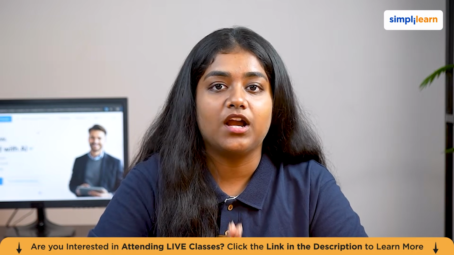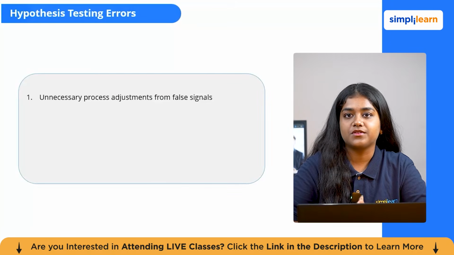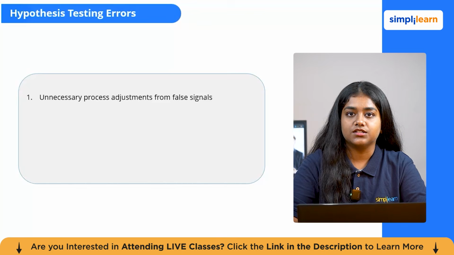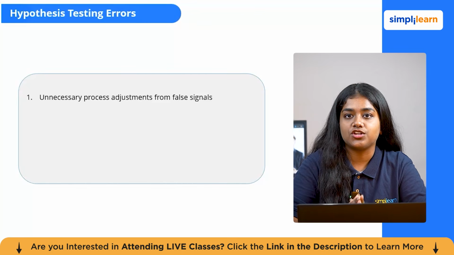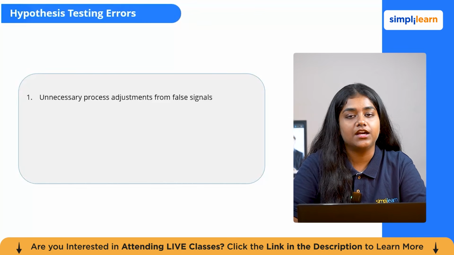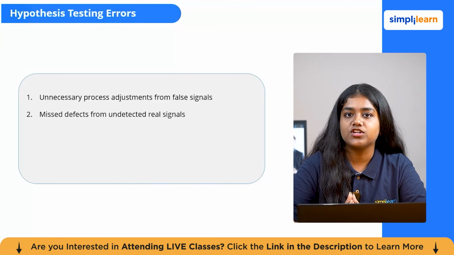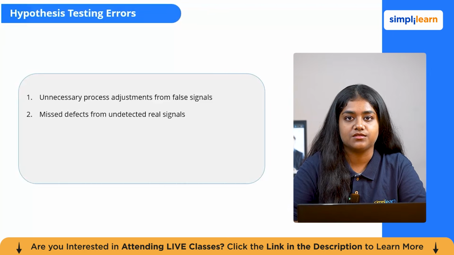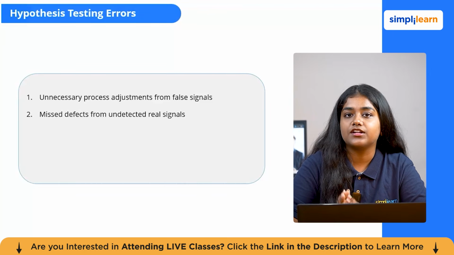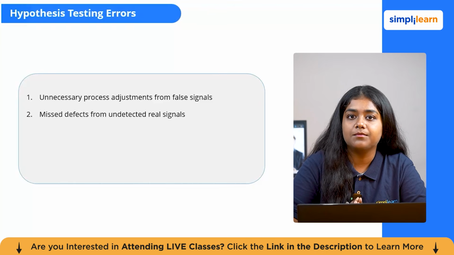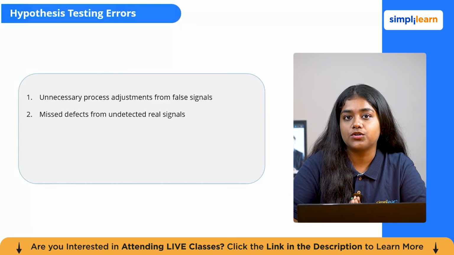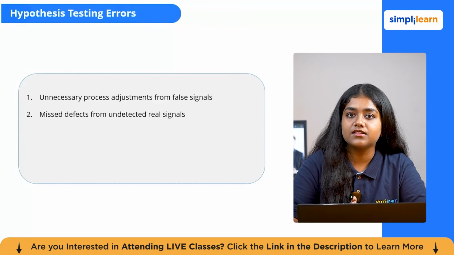Now let's quickly look into hypothesis testing errors. Unnecessary process adjustment from false signals. A false signal occurs when the data suggests the process has changed, but the change is only due to measurement error or random noise. If the team reacts by adjusting the machine or process, they may disturb a stable system and create more variation. Missed effects from undetected real signals. Sometimes the measurement system fails to detect a real problem. A defective part may be accepted or a process shift may go unnoticed. This allows bad product to continue moving through production, increasing the risk of rework, warranty claims, or customer dissatisfaction.